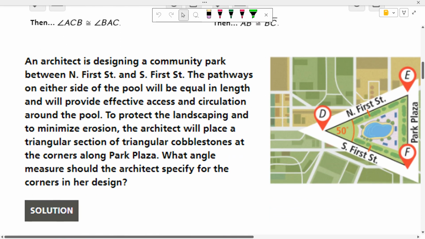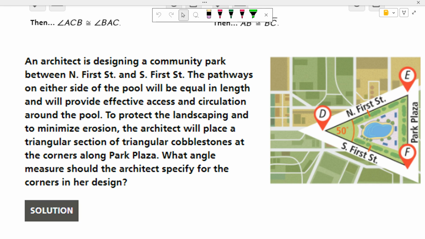So an architect is designing a community park between North 1st Street and South 1st Street. The pathways on either side of the pool will be equal length. Okay? To protect the landscaping and minimize erosion, the architect will place a triangular section of cobblestones at the corners along Park Plaza. What angles should they make these corners? So these corners are going to have cobblestones here and here. How many degrees are these angles?